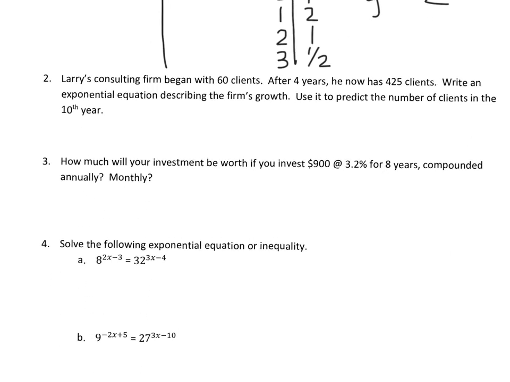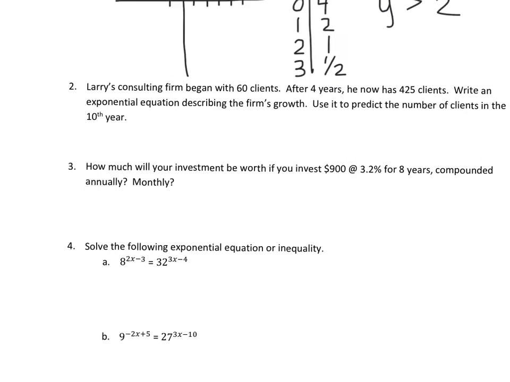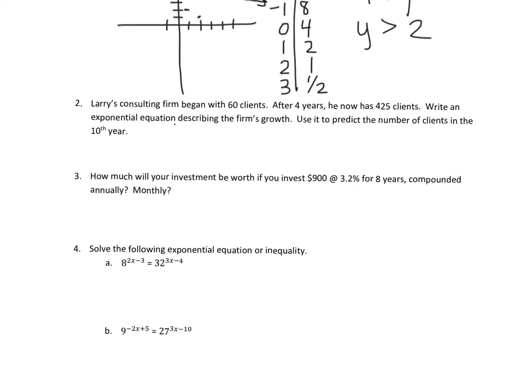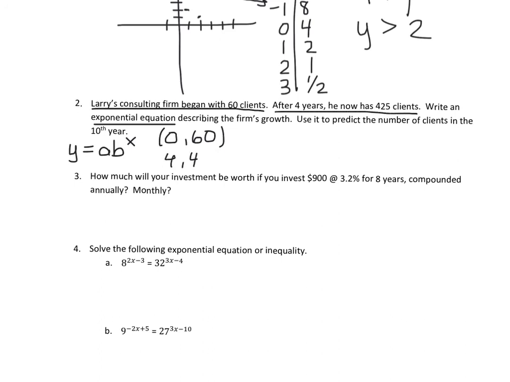Number 2. This is writing an exponential function or exponential equation. This is no different than a problem where I give you 2 points and ask you to write an exponential function. The exponential function, again, is in the form of a b to the x. In this case, they're telling you that the consulting firm began with 60 clients. That means at the 0 time period, we have 60. And then after 4 years, he now has 425. That would be our second point.